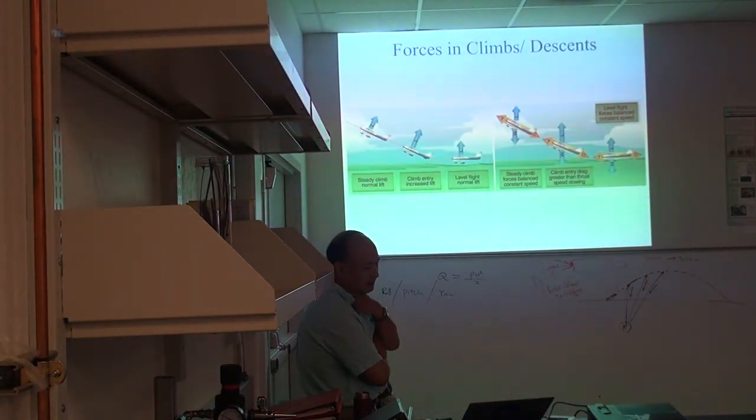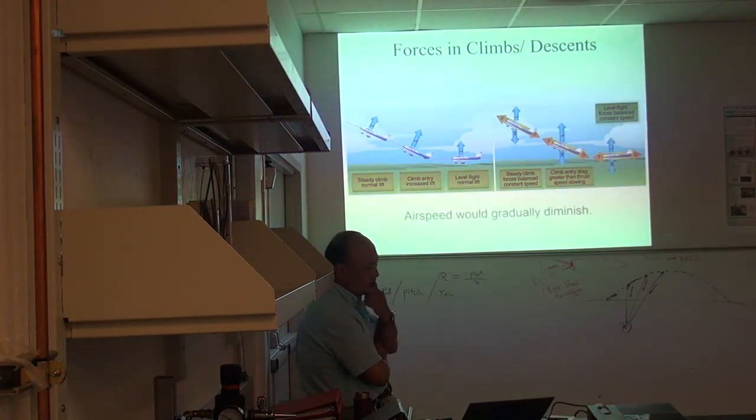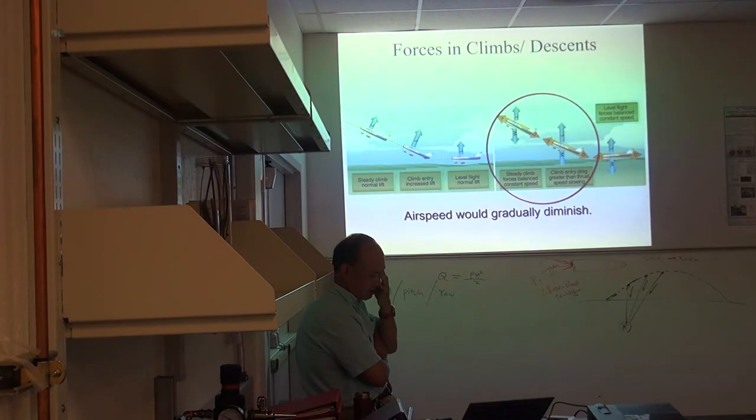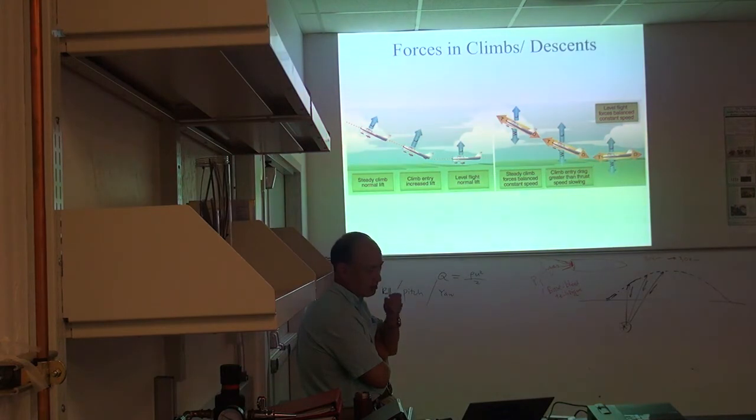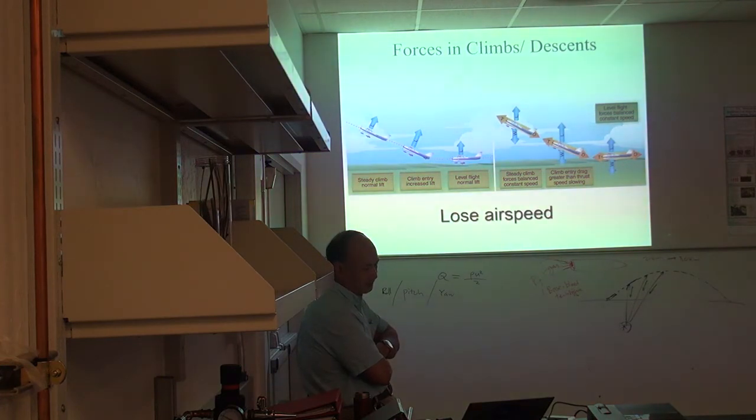An aircraft is balanced whether it is in straight and level flight or in a climb. However, to transition from straight and level to a climb, there must be back elevator pressure applied. When this happens, the wings have an increased angle of attack and momentarily generate more lift. If no power was added for the climb, the airspeed would gradually diminish because the thrust required for a climb is greater than the thrust required for level flight. An aircraft is able to climb at a certain airspeed only because of excess thrust. When this thrust is gone, the aircraft will no longer be able to climb and will start to lose airspeed.